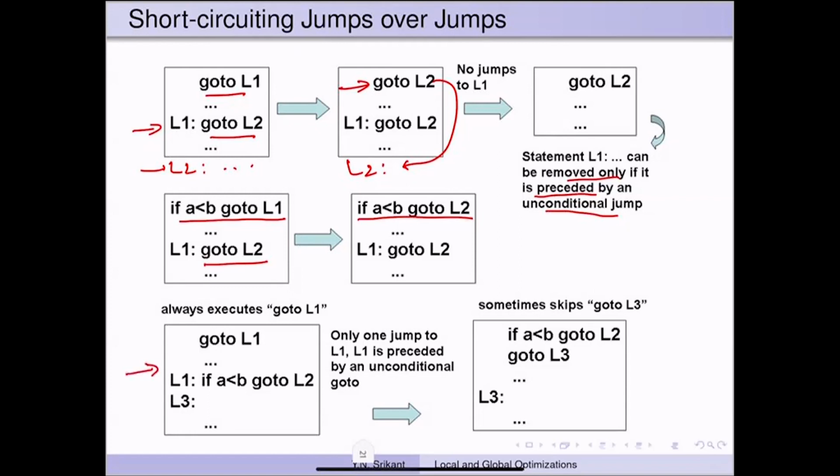So third example, here is a go to L1, and at L1 you say if A less than B, go to L2. So there is only one jump to L1, and L1 is preceded by an unconditional go to, let us say. So we can replace this by if A less than B, go to L2, and introduce a go to L3 here. Okay, so this possibly sometimes skips go to L3, but there is no guarantee. It may or may not skip L3 all the time. Okay, so these are some simple optimizations which are possible using the peephole technique.